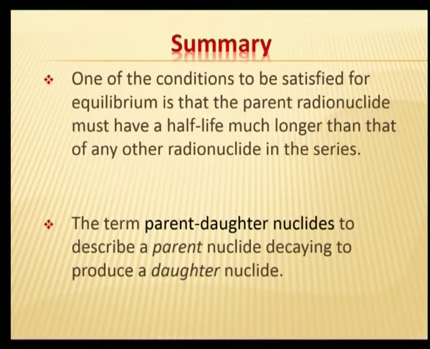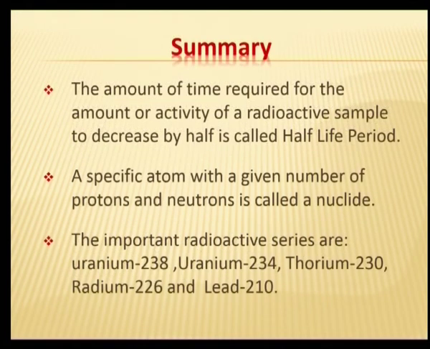Now, let me pass on to the summary of the session. One of the conditions to be satisfied for equilibrium is that the parent radionuclide must have a half life much longer than that of any other radionuclide in the series. The term parent daughter nuclides describes a parent nuclide decaying to produce a daughter nuclide. The amount of time required for the radioactivity of a radioactive sample to decrease by half is called the half life period. A specific atom with a given number of protons and neutrons is called a nuclide. The important radioactive series are uranium 238, uranium 234, thorium 230, radium 226 and lead 210.